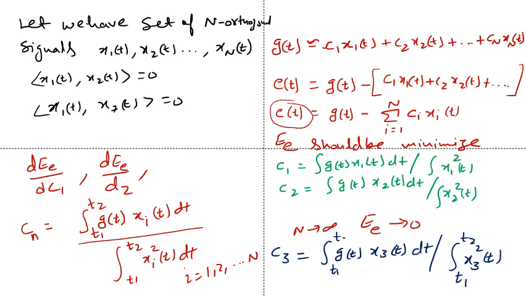As you can see, in all these expressions of c1, c2, c3, the numerator is the inner product between g(t) and the corresponding signal. In the first case, the numerator is the inner product of g(t) with x1(t), and the denominator is the inner product of x1(t) with itself. The same is applicable for the other two. Just keep this in mind. This is just a representation, and here we can minimize the error if we use this.